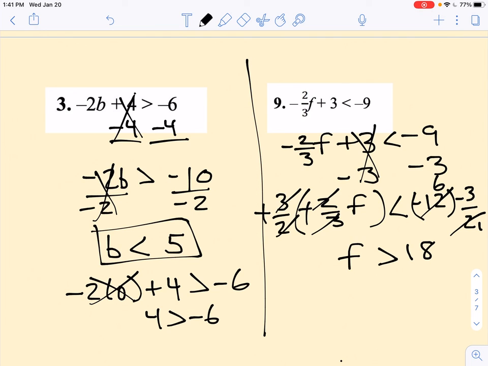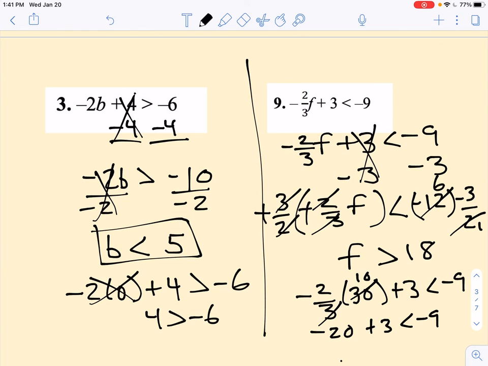All right, so I'm going to use a number, and because my variable is multiplying by a fraction with a 3, I'm going to use a multiple of 3. So let's use an easy one. Let's use 30. All right, negative 2/3 times 30 plus 3 is less than or equal to negative 9. Well, let's check this out. 30 divided by 3 is 10, right? So you have negative 20, because negative 2 times 10 is negative 20, plus 3 should be less than negative 9. So you get negative 17 is less than negative 9. That is absolutely true. Remember, these are negative numbers, so it's kind of like the opposite land.